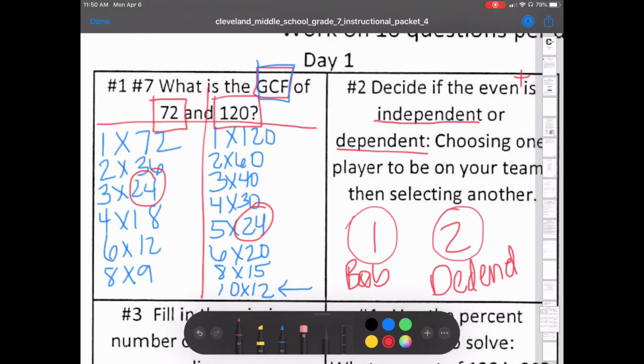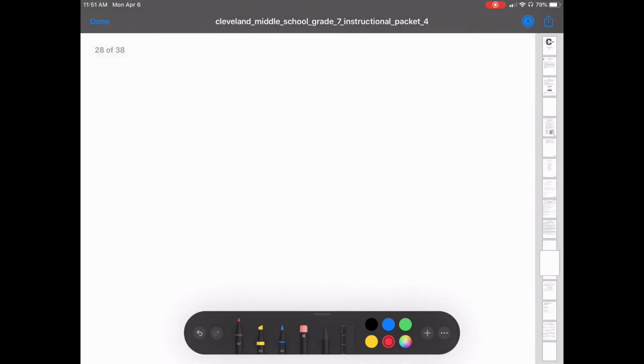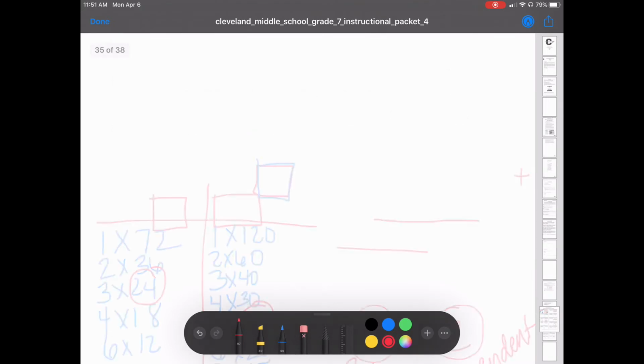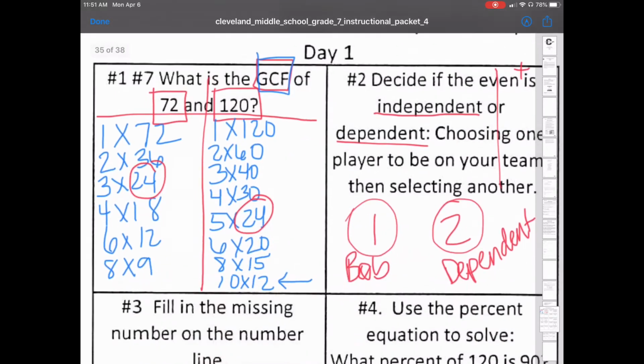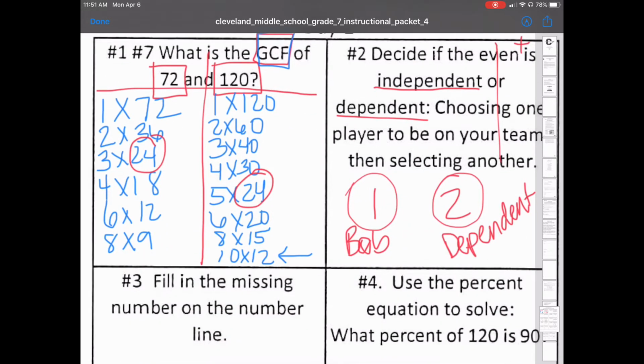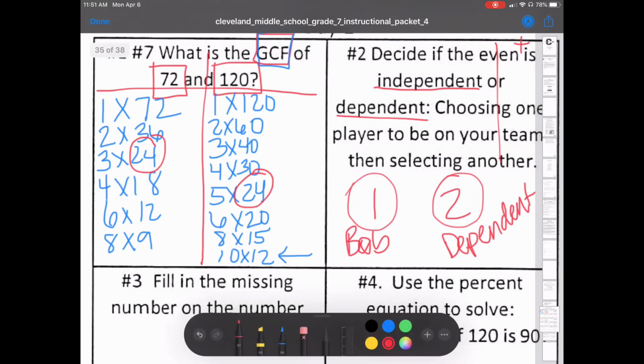I can't spell. Ooh, let's try this again. Dependent. There we go. Oh, wow. Technical difficulties, kids. It's okay. It happens. All right, so in all that mess, hope you guys got the answer for number 2 is dependent.